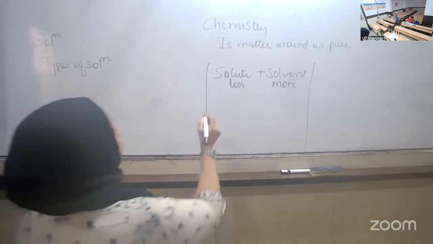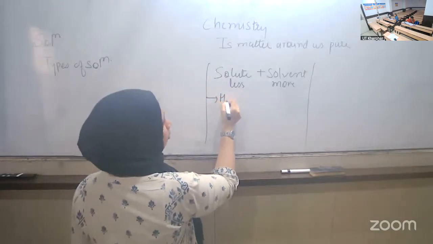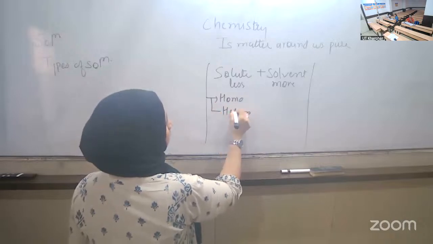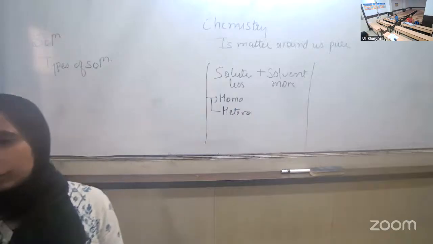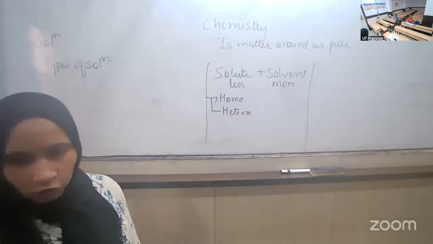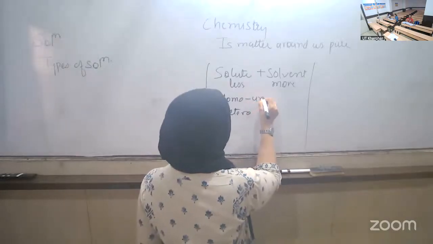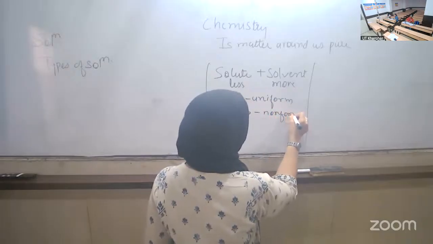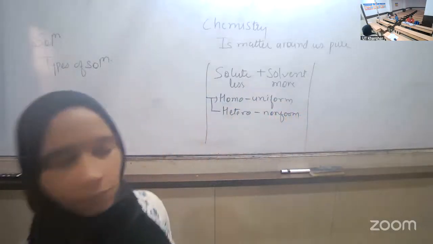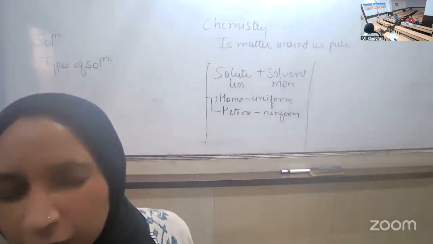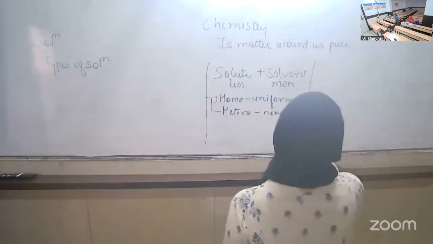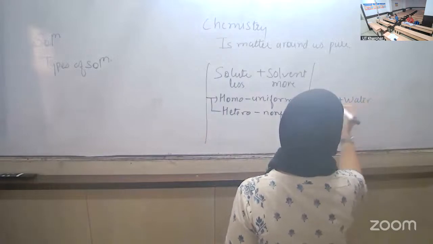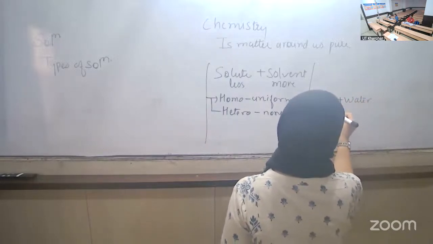Okay, so type of solution में two types. First one is homo, and second one hetero. What is difference between these two? Uniform composition. Okay, and hetero, non-uniform. So what are the different examples for homo and hetero? Homo is salt solution. So salt in water, salt plus water, and hetero oil plus water.